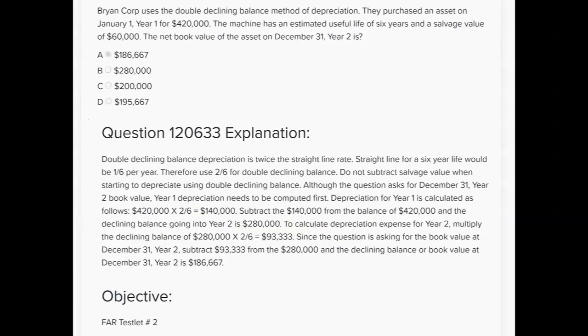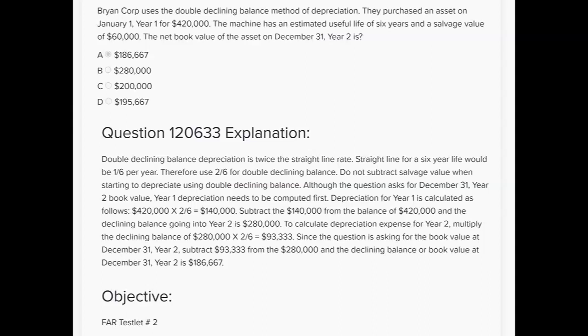Bryan Corp uses the double declining balance method of depreciation. They purchased an asset on January 1st, year 1 for $420,000. The machine has an estimated useful life of 6 years, salvage value of $60,000. The net book value on December 31st, year 2, end of the second year is how much? So double declining balance, that's twice the straight line rate. Straight line for a 6-year life would be 1/6 per year. Therefore, if we're going to double the straight line rate, use 2/6 for double declining balance. But do not subtract salvage value when you start to depreciate using double declining balance.